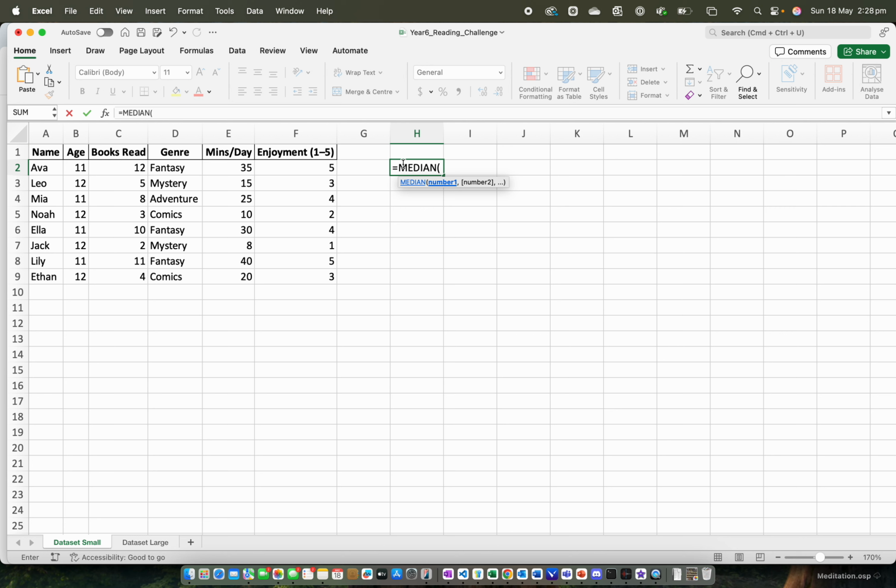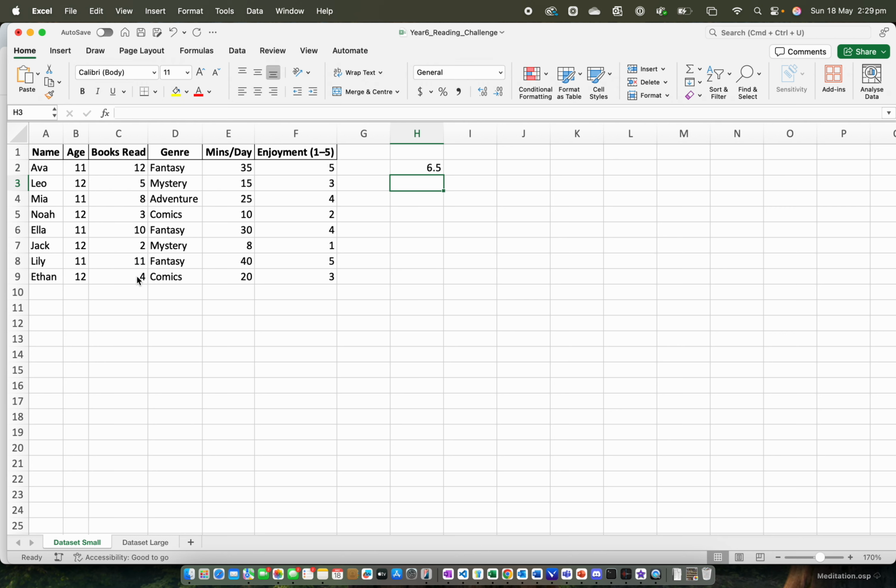So median, I open up the bracket and that's in column C, and we're looking at cells C2 down to C9. So the first cell I put in is C2. Oops, I've had the shift key held down there. C2 and then colon, so from C2 going to C9. The last one I want to look at is C9. Then I close my bracket there.